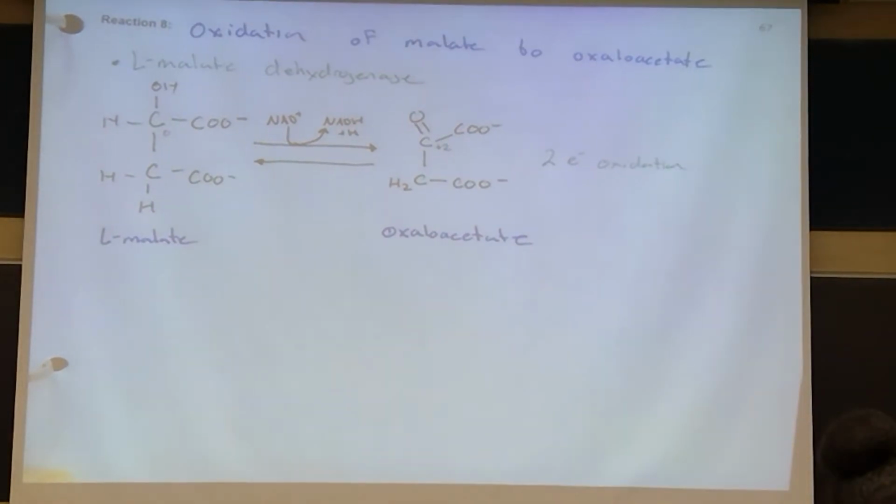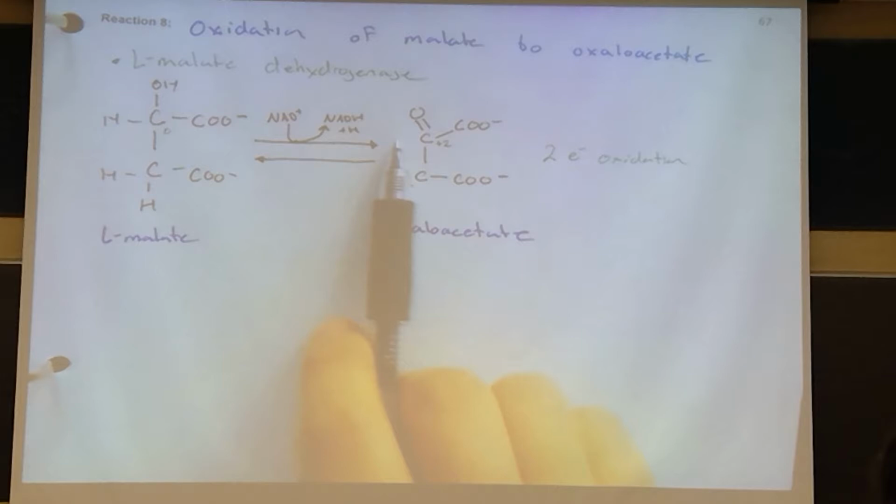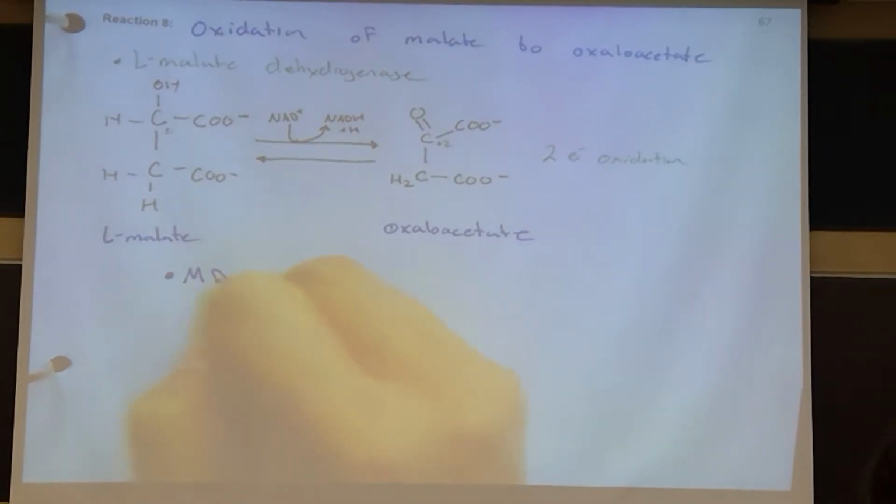I get it. 2 electron oxidation, 2 electron oxidation, 2 electron oxidation. It's not enough information. You need to be able to count redox states. You need to be able to count oxidation states. Lastly, I will tell you what is unique about this enzyme.